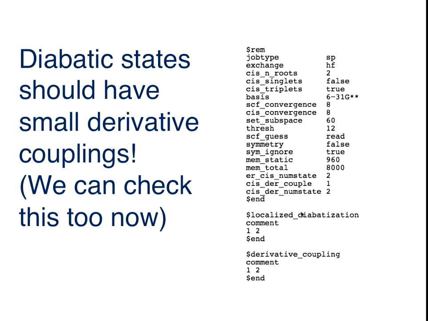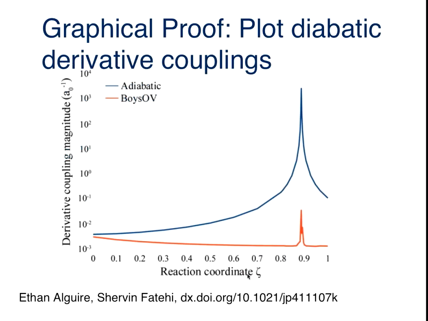There is no more funny business in terms of having to suppose that the derivative couplings are small. You can actually just check that they're small. And then you know that you really do have a totally valid description of the electronic surfaces that you're working with. So you just say, I want to diabatize states 1 and 2, and I want to compute the derivative coupling between states 1 and 2. You can check this with Q-Chem, and we did this with the Boys-OV method.